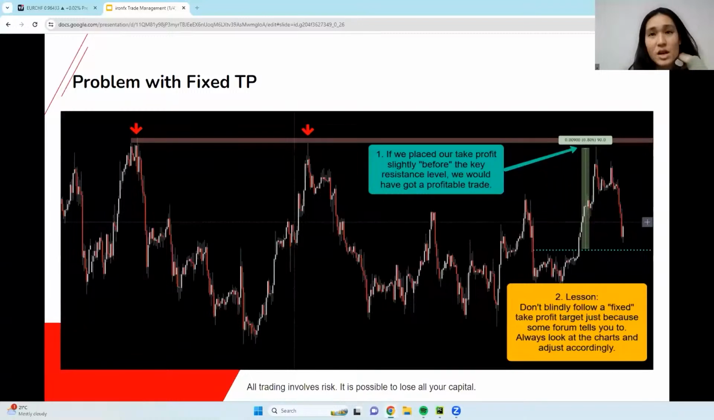Okay. Now, in an alternative scenario, if we had placed our take profit before the key resistance area, we would have gotten a profitable trade. So if we had placed it slightly below, okay, we would have caught price before it reversed. Okay, so the important thing to note from this is to look at the charts and adjust your take profit and stop loss levels accordingly, and not just blindly follow a fixed take profit target, such as 100 pips like we did over here. You know, it's always important to look at the charts and then adjust accordingly.